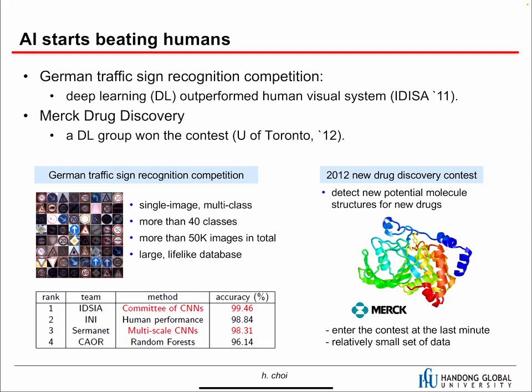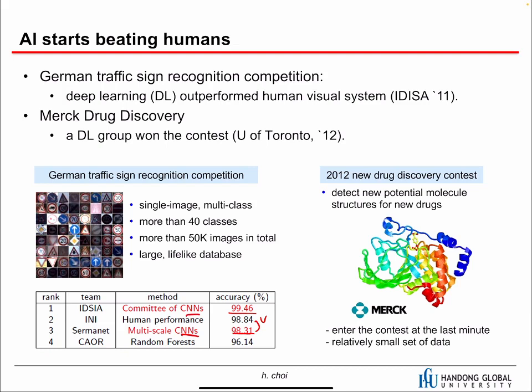Before this competition, they actually checked the human performance, which is 98.84%. But the first team got 99.46%, which is more accurate than human performance. So this is actually the first story. The second ranked team had similar performance to humans, and these two teams are based on deep learning, CNN and CNN.